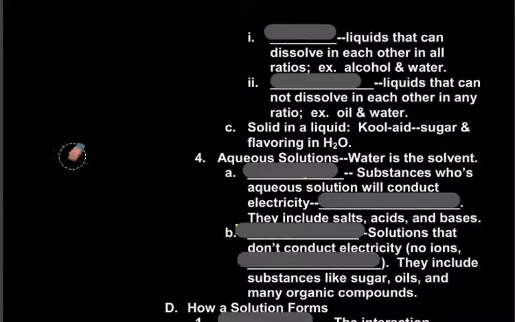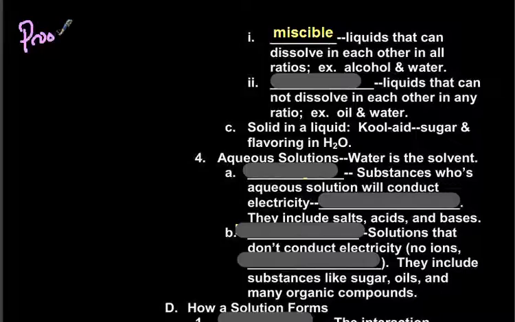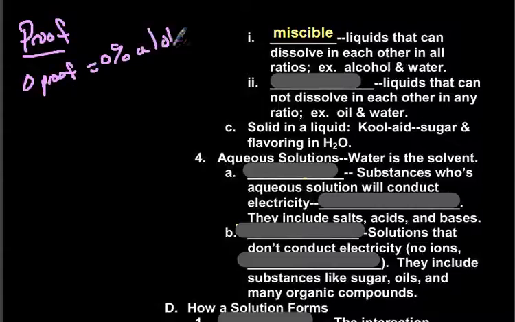All right, another example of these solutions. We have miscible liquids, and if things are miscible, then they can dissolve in each other in all ratios. So, for example, alcohol and water can dissolve in each other to any degree. In fact, that is sort of what the idea of proof of alcohol is based on. There are certain alcoholic beverages that rate their strength based on their proof. And if it is zero proof, it means that there's 0% alcohol dissolved in the water.